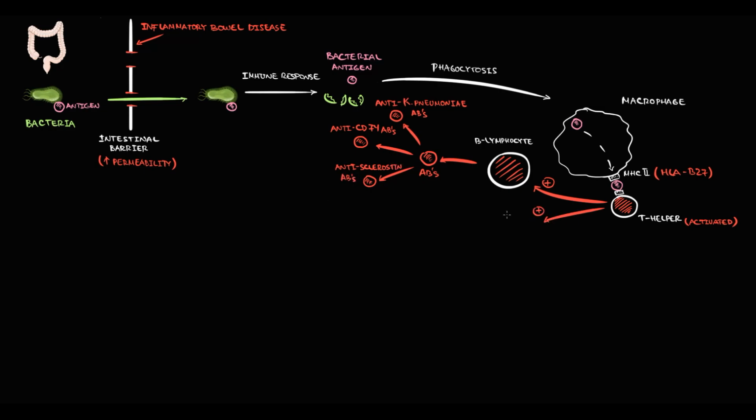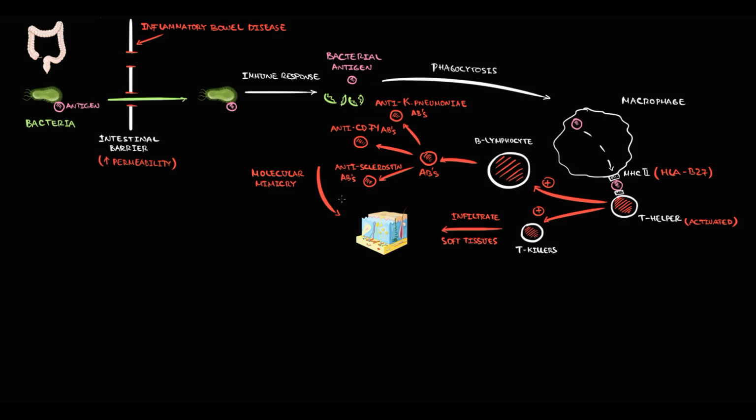At the same time, T helpers activate T killers. In response to this, T killers infiltrate soft tissues. Now, there is one small problem with antibodies. In soft tissues, we have a lot of glycoproteins, and some of these glycoproteins can structurally look very similar to bacterial antigens. This phenomenon we call molecular mimicry, and in this case, antibodies against bacteria can mistakenly bind also to glycoproteins in the soft tissues.